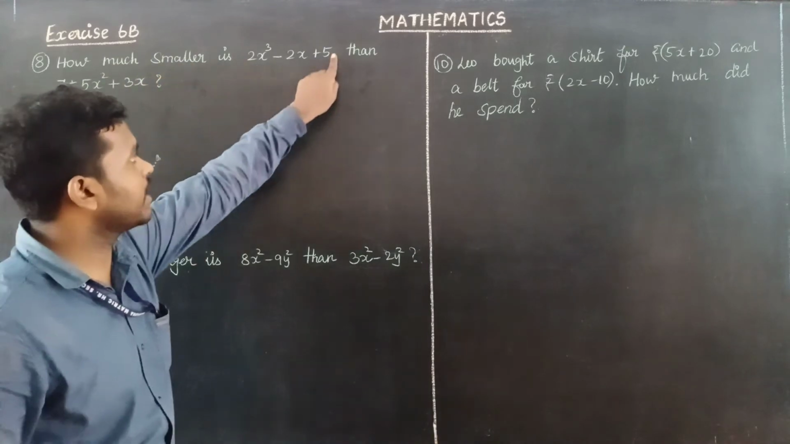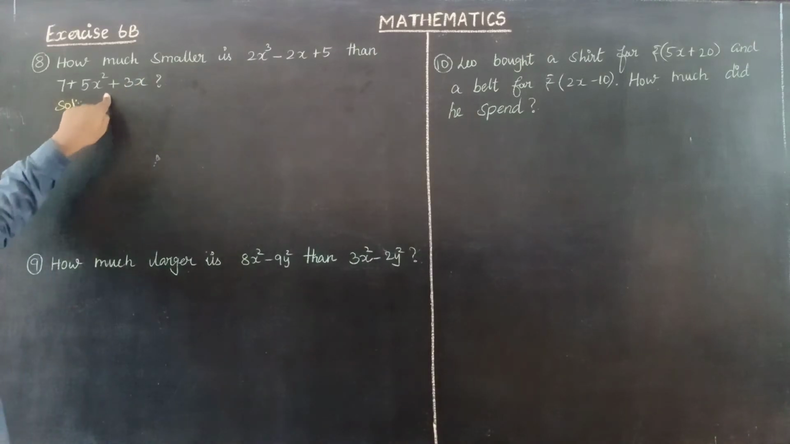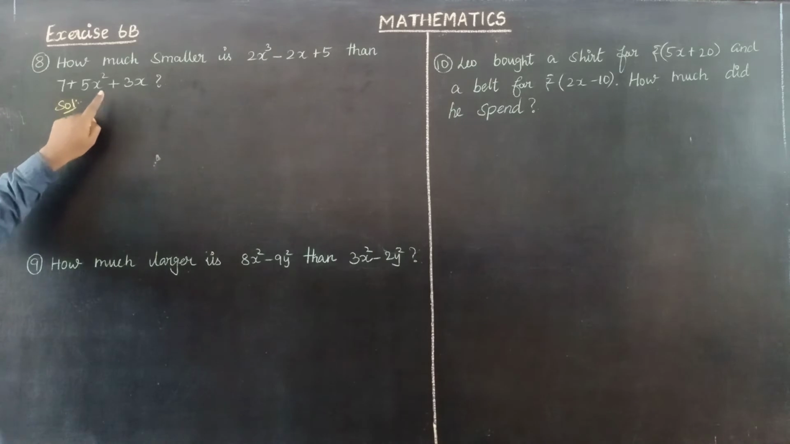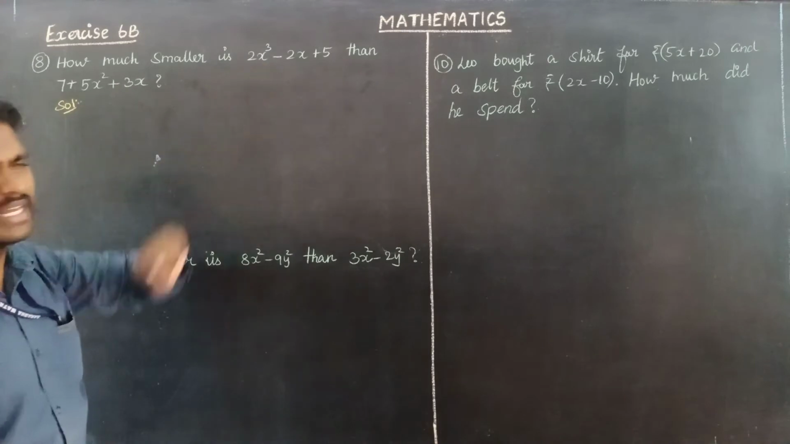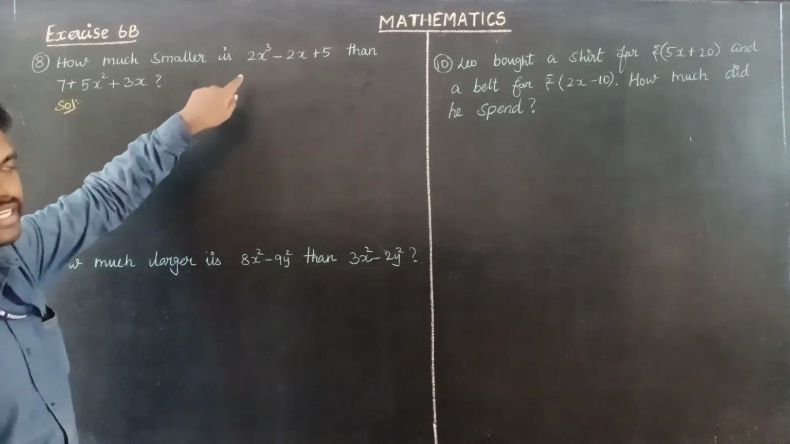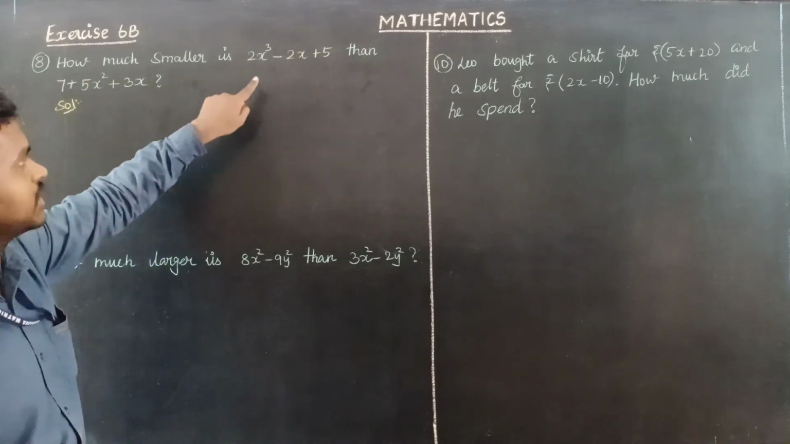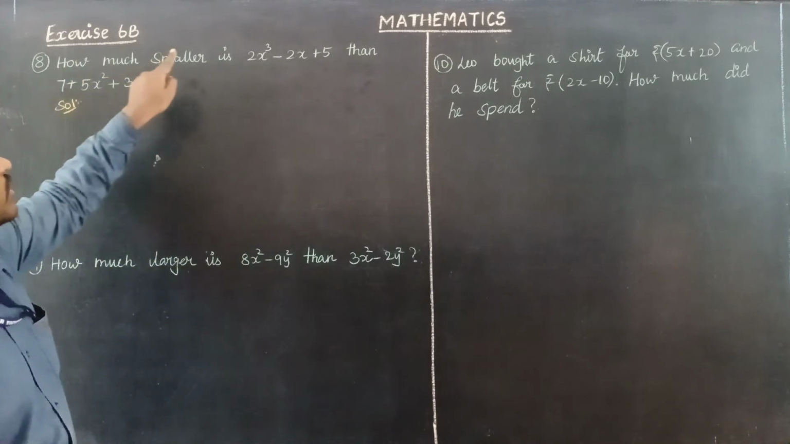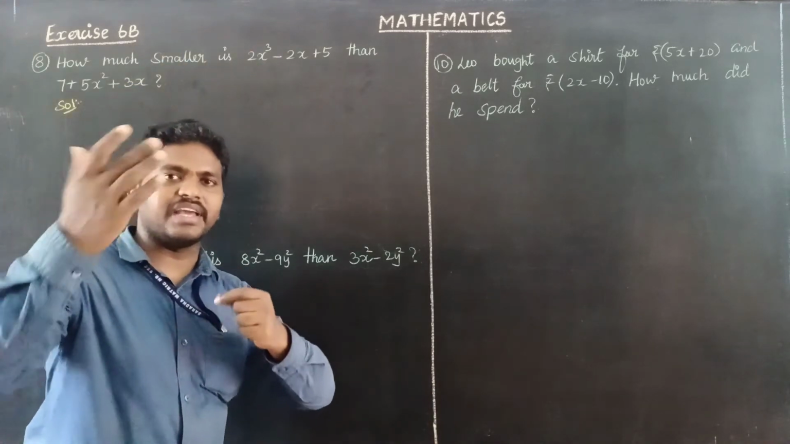So in the second expression, smaller means the value is smaller. Either way, if one value is smaller than the other, to find the number, we subtract the smaller from the greater. For example, if 3 is the first expression and 7 is the second expression, how much smaller is 3 than 7? 7 is greater, so 3 is the value that is smaller.